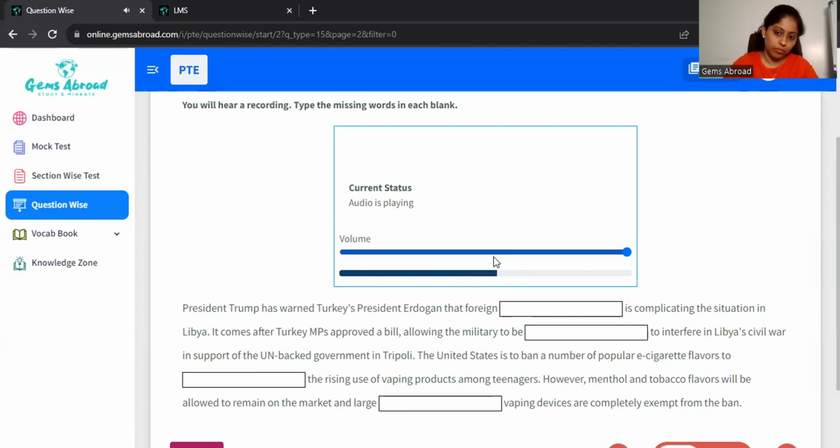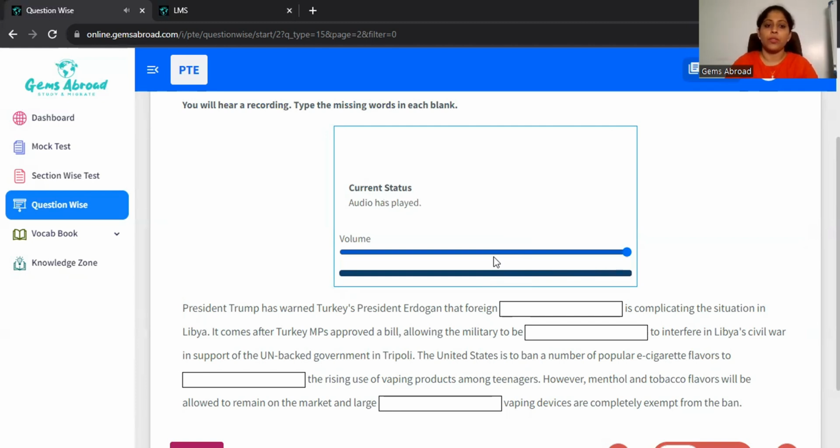The United States is to ban a number of popular e-cigarette flavors to curb the rising use of vaping products among teenagers. However, menthol and tobacco flavors will be allowed to remain on the market, and large refillable vaping devices are completely exempt from the ban.